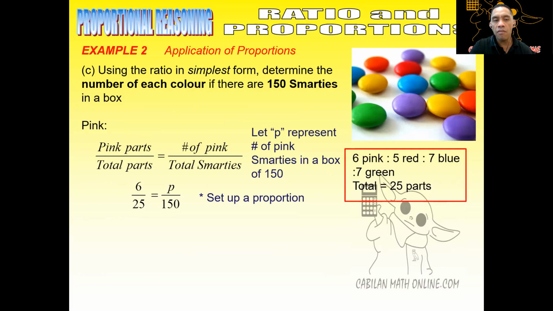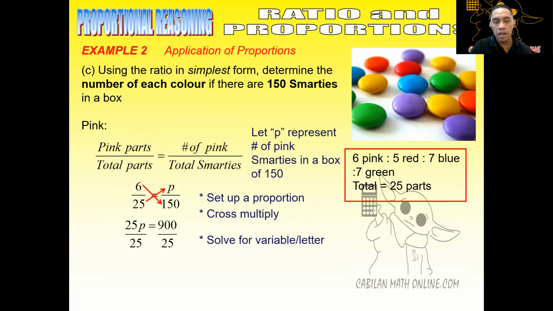Now, once we have the two fractions on both sides of the equal sign, we can cross multiply, just like we did in the previous example. So what we have here is 25P on the left side, and then 6 times 150, which gives me 900. And last but not least, we're going to divide both sides by the number attached to the letter, which in this case is 25.